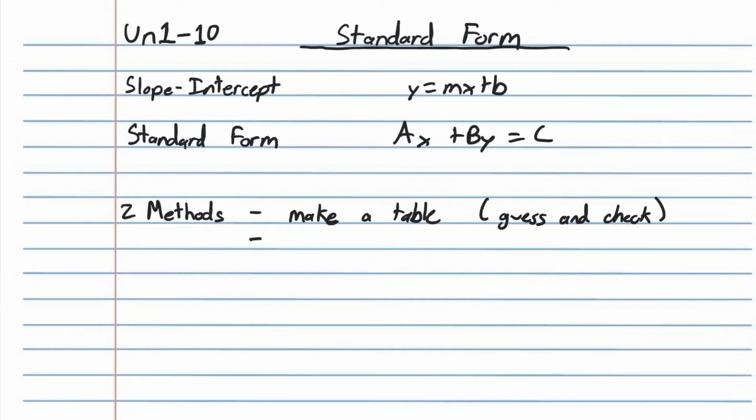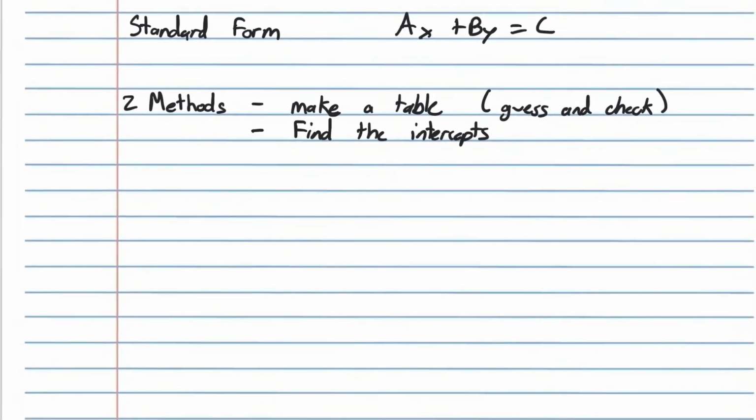The second method is finding the intercepts, and that's the one I want to focus on in this video: how to find the intercepts when it's in standard form. Okay, so I'm going to give you an equation, and I want you to graph negative 3x plus 6y equals 12.